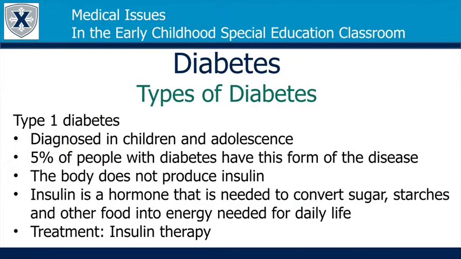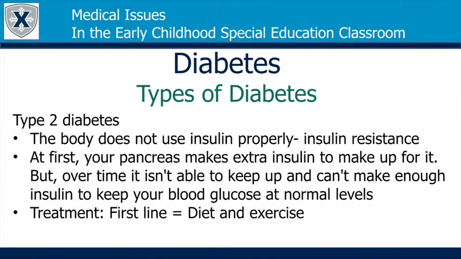So there's two different types of diabetes. Type 1 is usually most diagnosed in children and adolescents, and only 5% of the diabetic population has this type of diabetes. And this is where the body does not produce any insulin at all. And insulin is your body's mechanism of controlling your blood sugar. And so type 2 is where the body does not use insulin properly. So it's called insulin resistant.